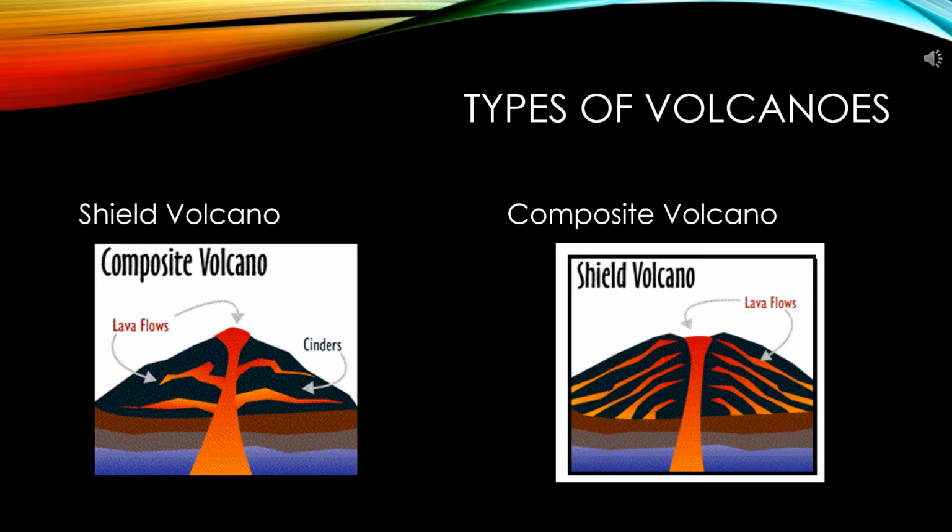Composite volcanoes, also known as stratovolcanoes, are formed in a tall cone shape. This is the type of volcano you probably imagine when you envision a volcano. Stratovolcanoes are less active than shield volcanoes, but when they do erupt, lava is explosive and produces deadly effects.